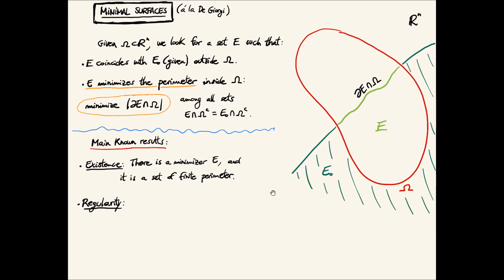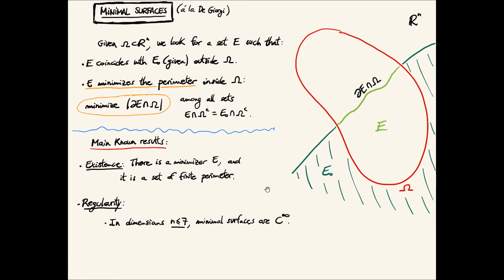Okay, and for minimal surfaces, the best result, and it is sharp, is that in dimensions n less or equal than 7, so if the space is up to R^7, then minimal surfaces constructed in this way are always C infinity. So you minimize perimeter, you get a set of finite perimeter, and then it turns out that this set, because it's a minimal surface, is always C infinity. This is the outcome of many important results in this field.